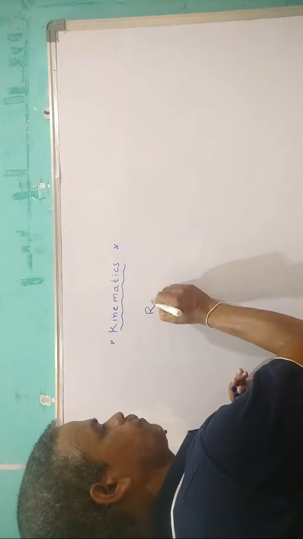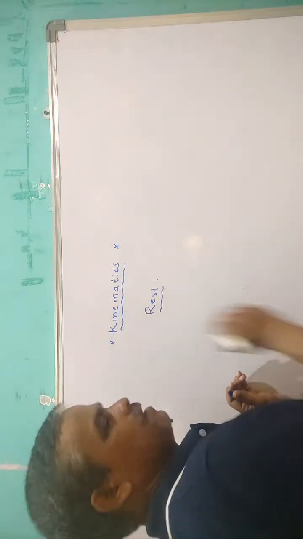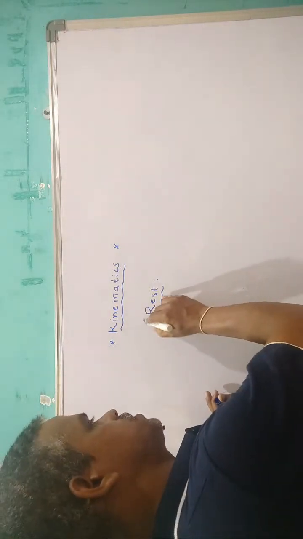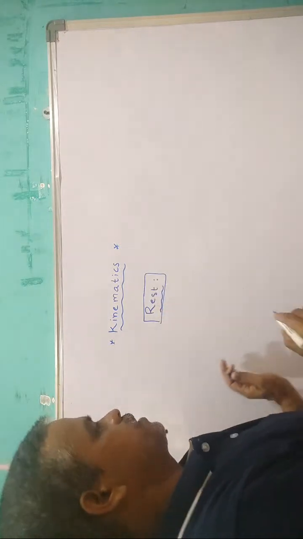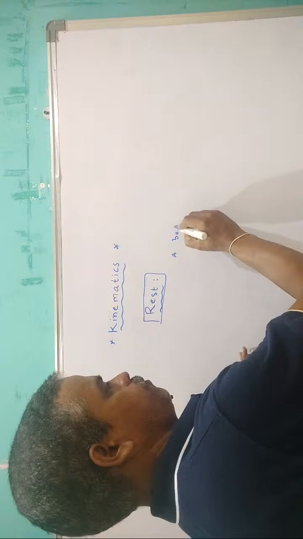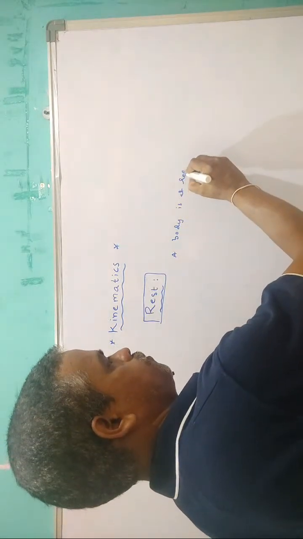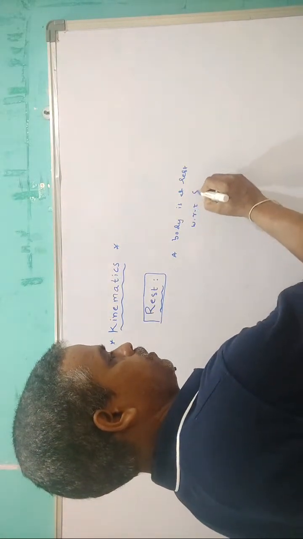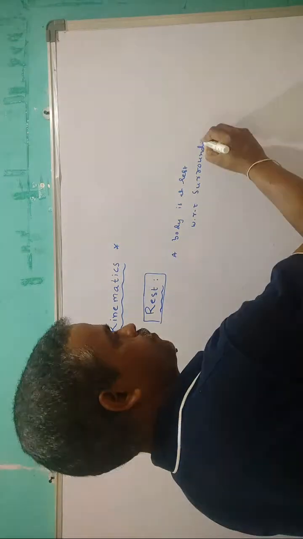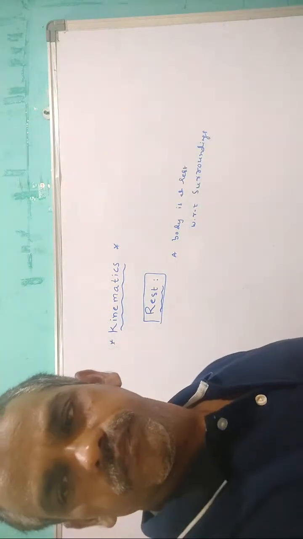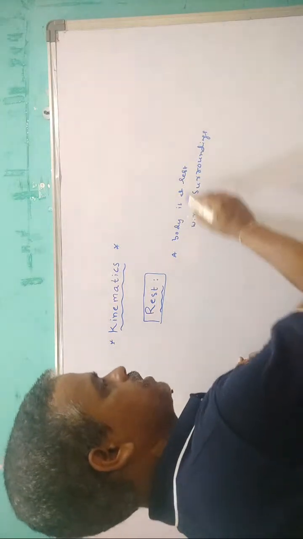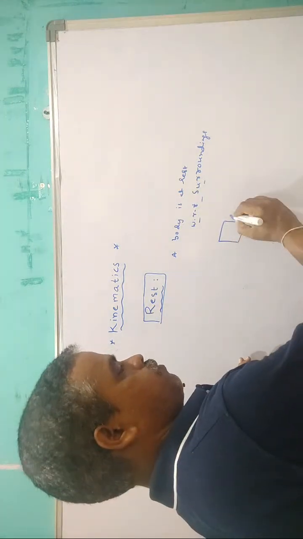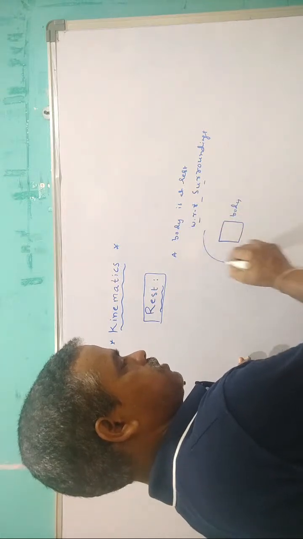Here, rest. Here it is. I am discussing about rest. See, what is rest? A body is at rest with respect to surroundings. That means, for example, take a body. See, these are the surroundings.